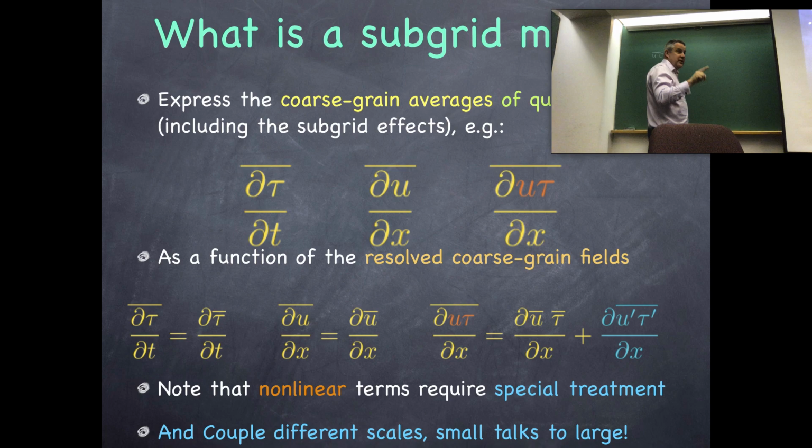This is what we have, this is what we want, so we have to build a parameterization to give us the difference. Okay?